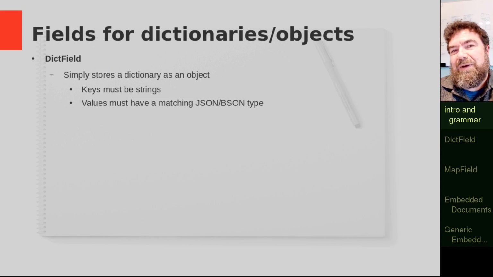Even though a dictionary in Python does allow for any immutable object, it has to be a string for this to work. Values, of course, also have to have some kind of matching type in JSON. It does a pretty good job of converting. So a None becomes a null, a True and False in Python become a JSON true and false, and of course an integer becomes an integer.